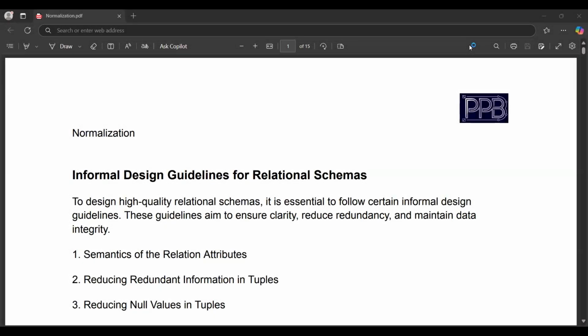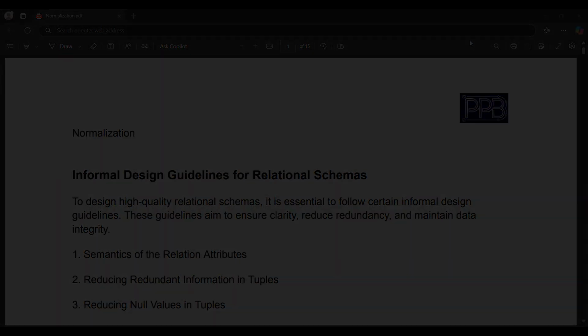Welcome back to PTD. We now focus on a new series under normalization. We'll start with informal design guidelines for relational schemas, which are guidelines we normally use so that whenever we are normalizing in the future, we don't make any mistakes. That's the main idea behind informal design guidelines for relational schemas. So let's dive right in.